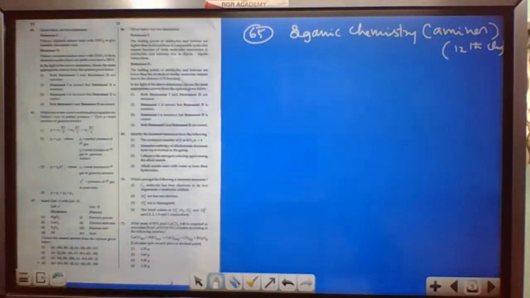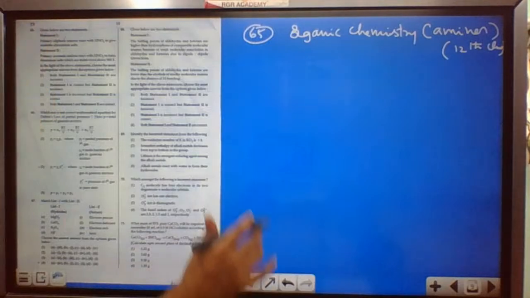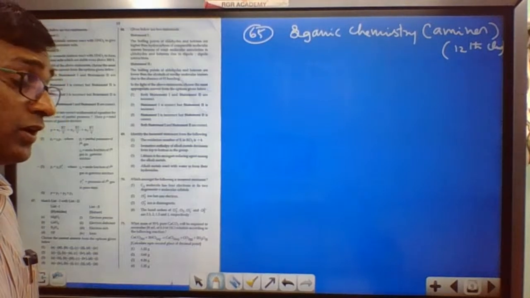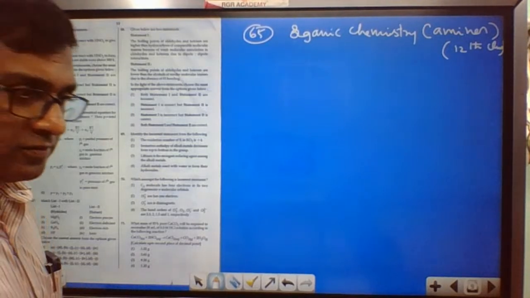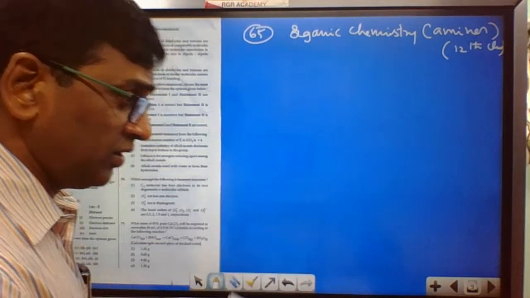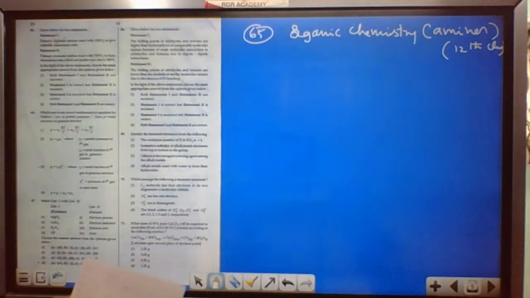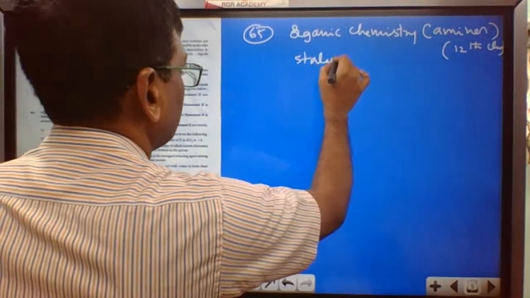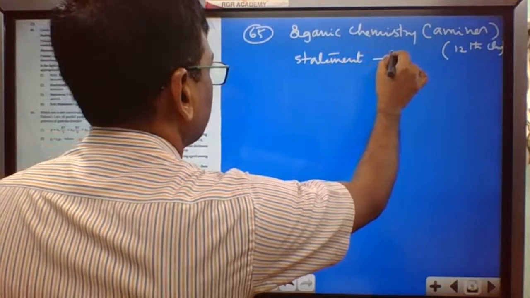We know that statement 1: primary aliphatic amines react with nitrous acid. This is what we call diazotization, to give unstable diazonium salts. It's 100% correct. Why are aliphatic diazonium salts unstable? Because they don't have resonance. Due to lack of resonance, aliphatic diazonium salts are highly unstable. Hence, they give unstable diazonium salts. So statement 1 is 100% correct.